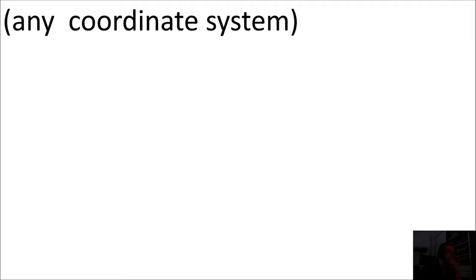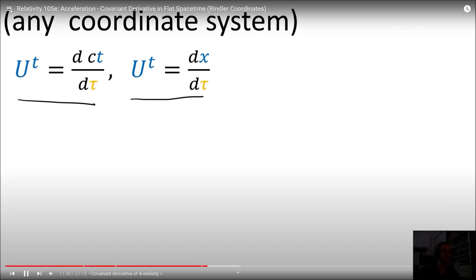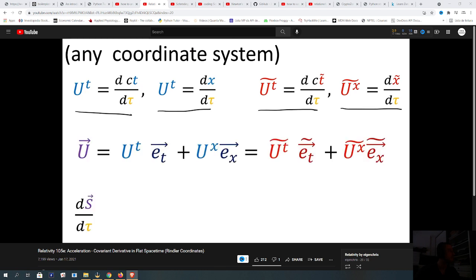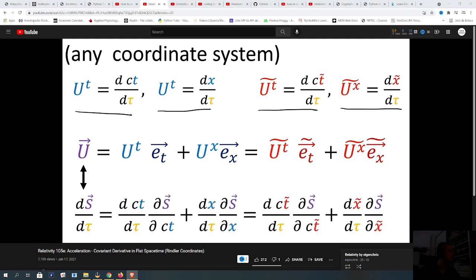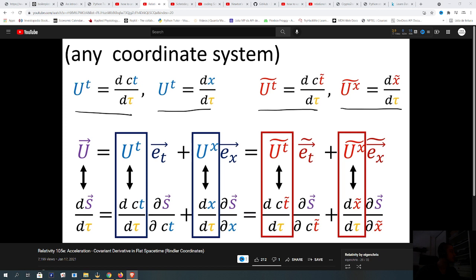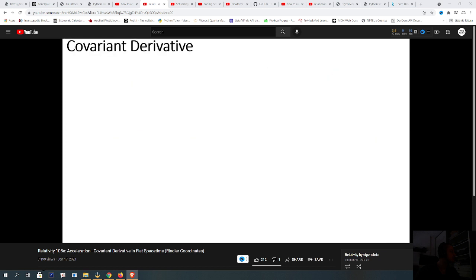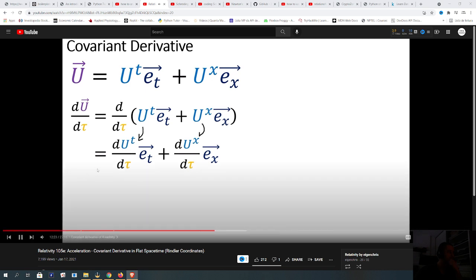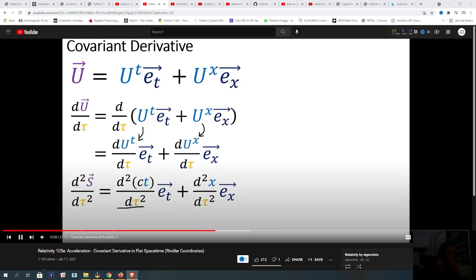So just to be clear, the components of u in any coordinate system are always equal to the derivatives of the coordinate variables with respect to tau. We know this because u is equal to ds by d tau, and expanding its components using multivariable chain rule, the components are just the derivatives of the coordinate variables with respect to tau. Now, of course, taking the derivative of u in an inertial frame is easy, because we can ignore the derivatives of the constant basis vectors, and we just take the derivatives of the components. So we get the second derivatives of the coordinate variables with respect to proper time.